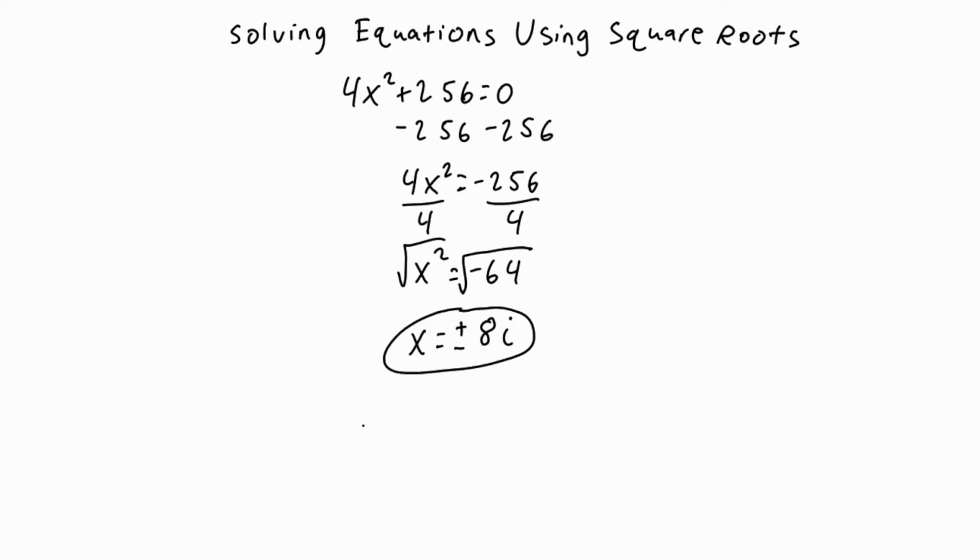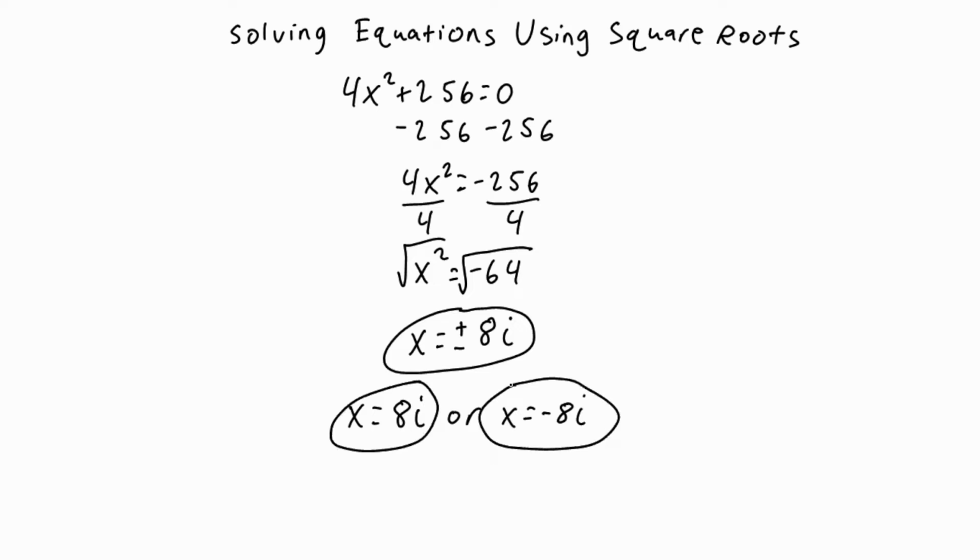I would also accept writing it as 2 answers, because technically that is 2 answers. So I would also take x equals 8i or x equals negative 8i. So having both of these answers would also be an acceptable way to write it.